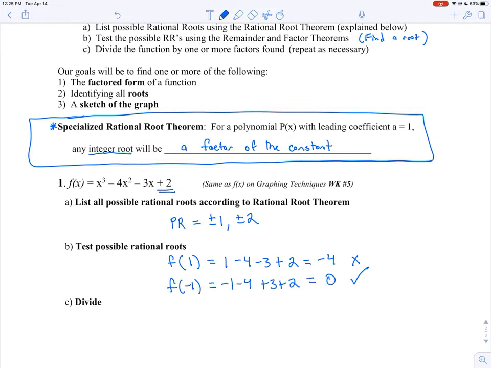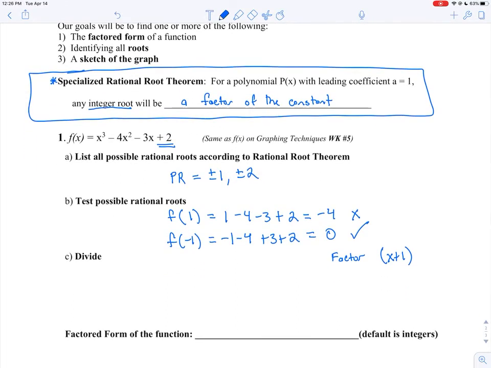So that means that the actual factor in this case, if x equals negative 1 is the root, the factor is going to be x plus 1. That's something that we've already seen a little bit in this chapter. We want to use that factor. If we know that that's one of the factors, if we divide the original by that, we can figure out what the other factors are.